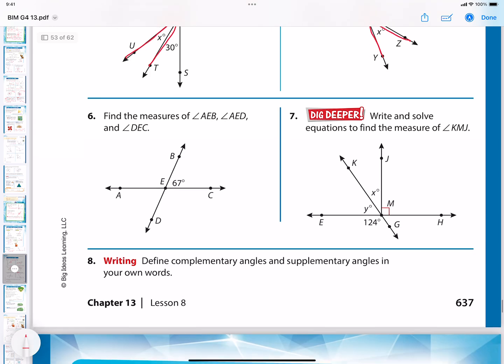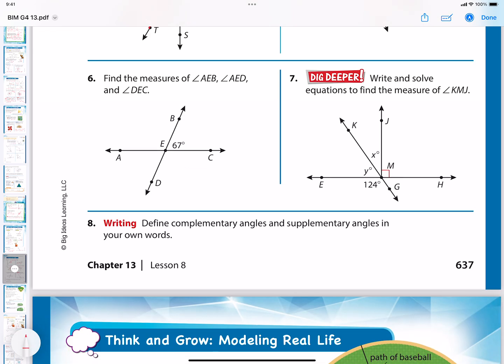All right, number 6. Find the measures of angle AEB and AED. AED and DEC. Okay, here you go. This is what I said. What? Opposite angle strategy, which is 67 degrees. That's the rule, guys, okay? You don't have to think twice, okay? The opposite side is what? 67. That's gonna make your math easier, okay?